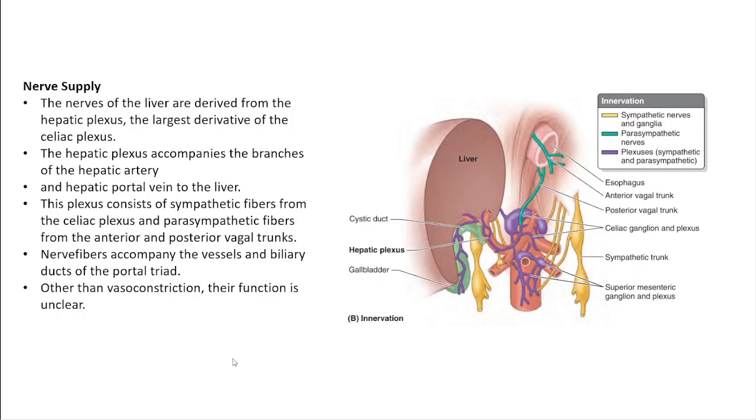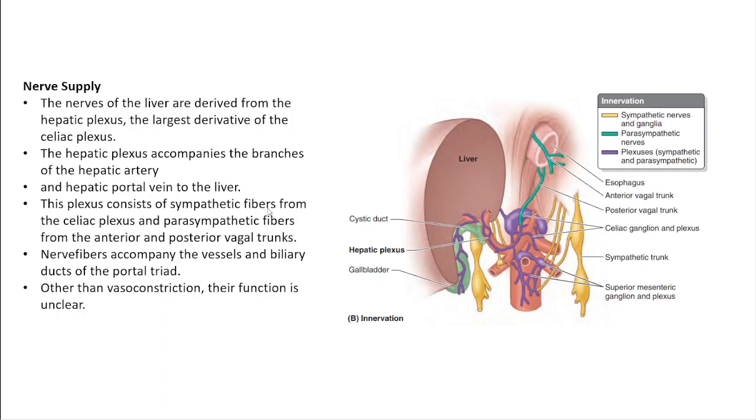The nerve supply of the liver, as we had done: one of the contents of the right free margin of the lesser omentum is the hepatic plexus. Where is the hepatic plexus coming from? It is the largest derivative of the celiac plexus. And how is it formed? Its branches accompany the branches of the hepatic artery and hepatic portal vein to the liver.